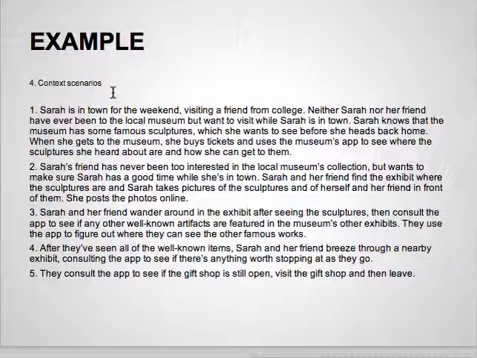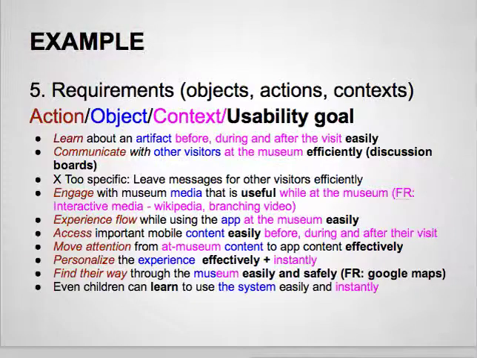And then finally, they consult the app to see if the gift shop is open. They're on their way out. They want to know, can we buy stuff? They look in the app. But again, no features. Just this idea. And my next step is to synthesize requirements from these scenarios. And requirements must be written in a certain way: objects, actions, context, goals, usability goals.